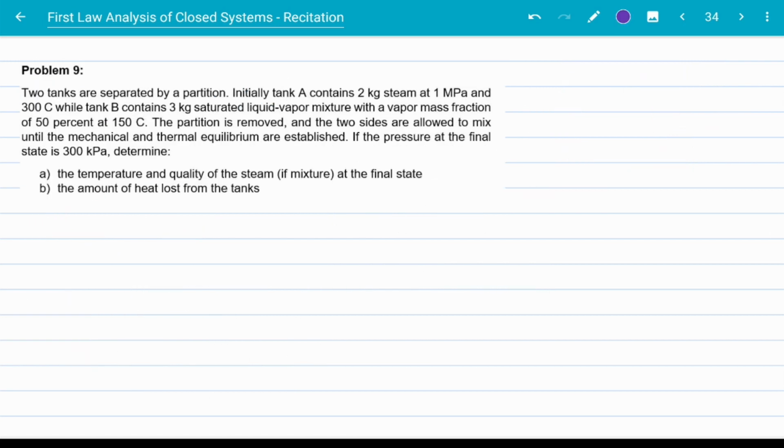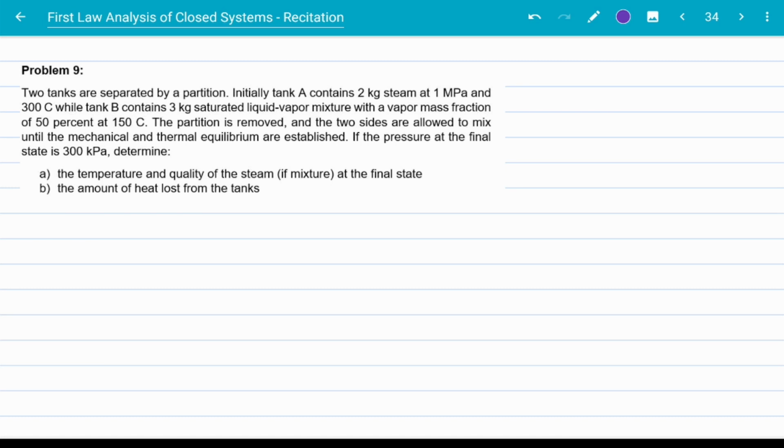Okay, problem 9. We have two tanks that are separated by a partition, tanks A and B. Tank A initially contains 2 kilograms of steam at 1 megapascal and 300 degrees Celsius, and tank B contains 3 kilograms of saturated liquid-vapor mixture with a vapor mass fraction of 50% at 150 degrees. The partition is now removed and the two sides are allowed to mix until mechanical and thermal equilibrium are established.